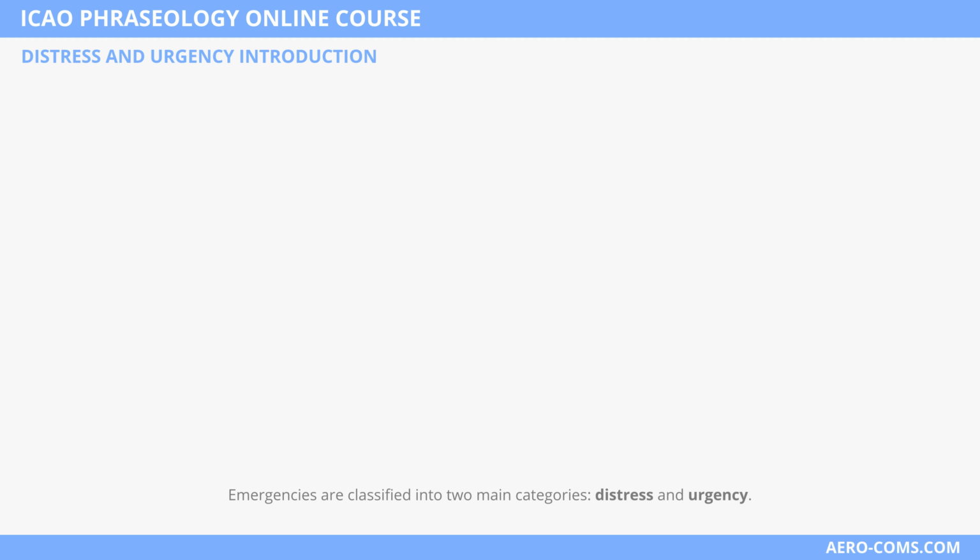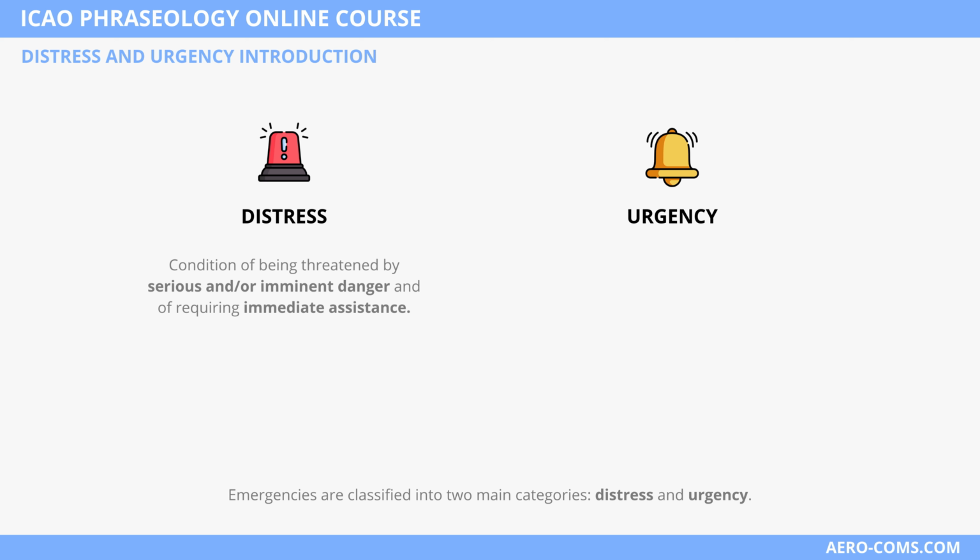Emergencies are classified into two main categories: distress and urgency. What's the difference? Well, distress is a condition of being threatened by serious and/or imminent danger and of requiring immediate assistance. And, on the other hand, urgency is a condition concerning the safety of an aircraft or other vehicle, or of some person on board or within sight, but which does not require immediate assistance.